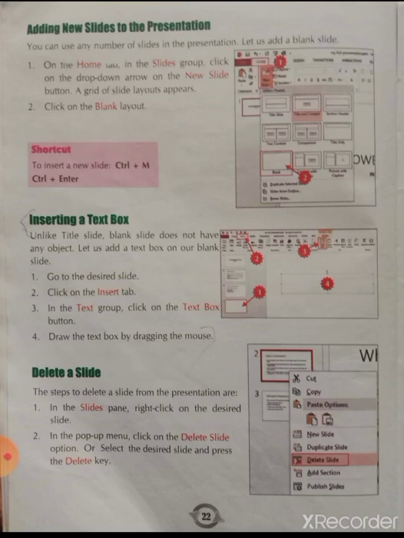So draw the text box by dragging the mouse. Dragging the mouse मतलब आपको text box खींचना पड़ेगा जितना आपको बड़ा चाहिए. Understanding? Yes. Now the next point is deleting a slide.